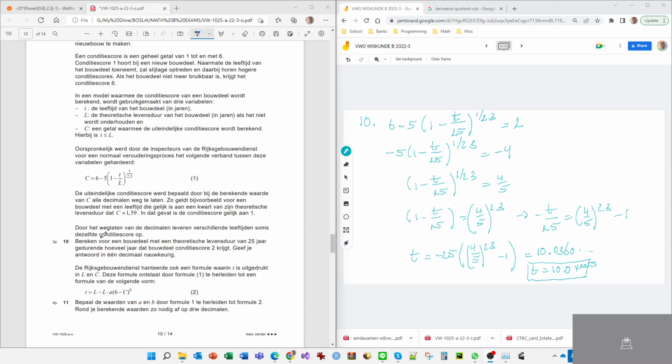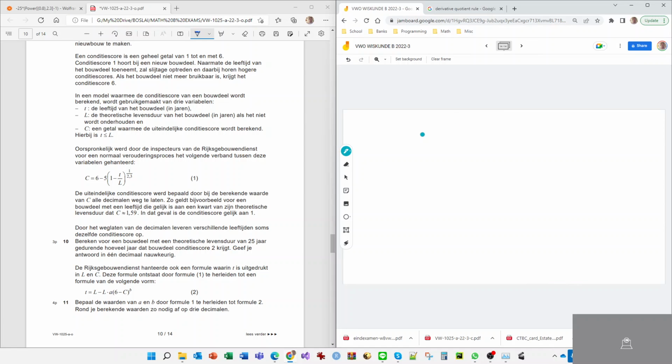But actually, and your Dutch has to be really good, they're asking during how many years it will remain to have 2. Given that it's always rounded down, it means that even after some more years, it will remain to have condition 2, all the way until C reaches 3. So we need to solve the same equation for C equals 3.